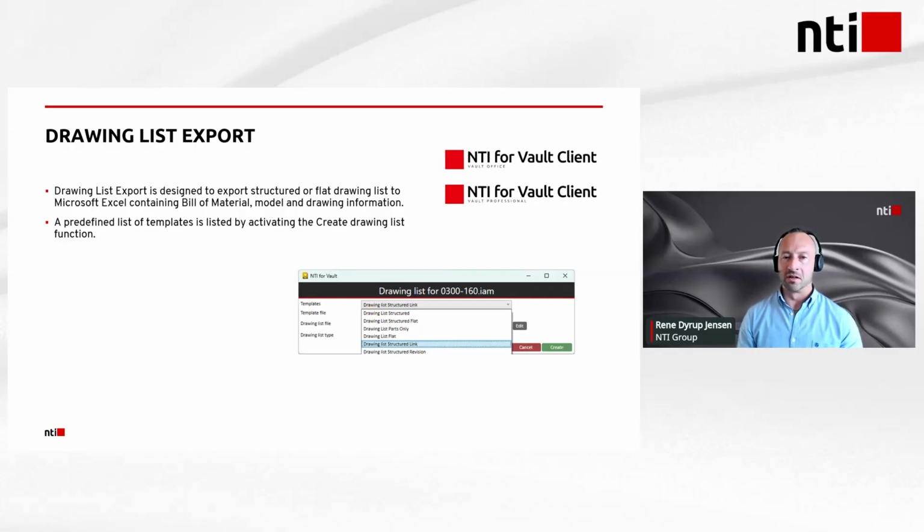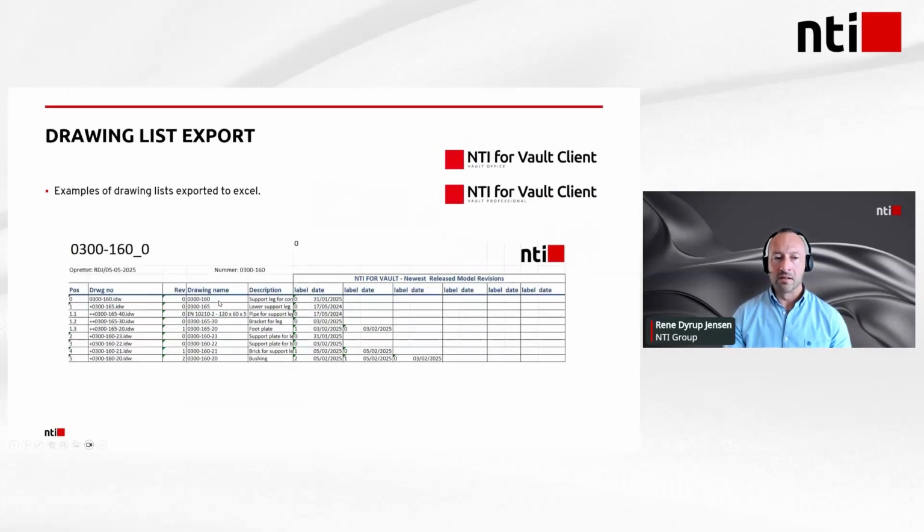This is actually where the drawing list export comes into play, because this is actually where you can create list containing the information you need. And it could be to export everything to Excel. As you can see here, this is just one way of creating the Excel sheet with the position, the drawing number, revision, drawing name, description, and the different revisions being a part of that data and the date of the revision.